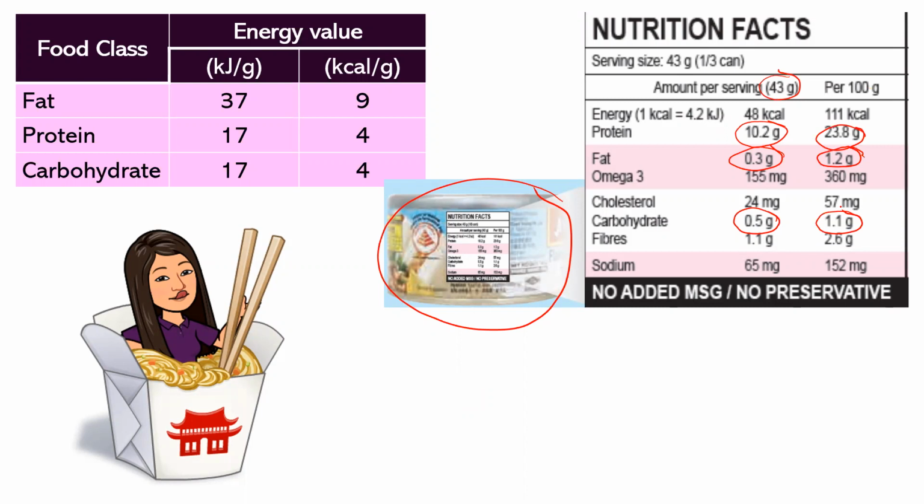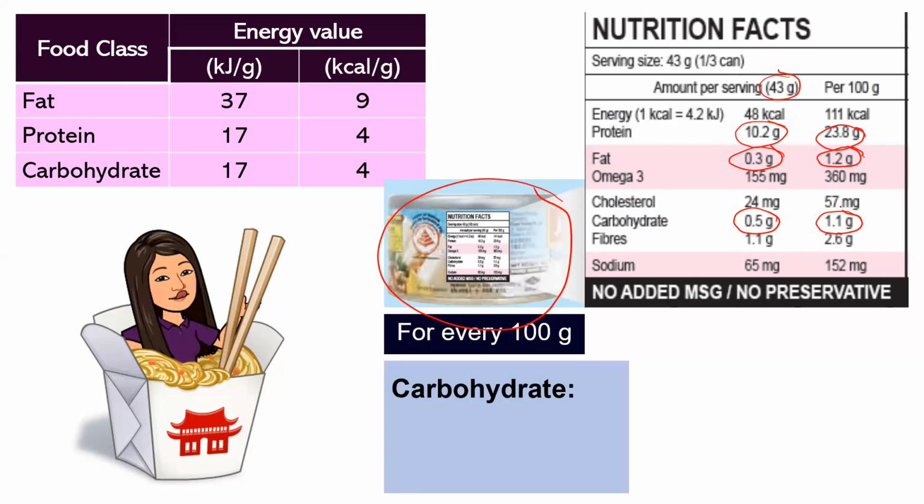Yes, you can bring anything next week, but you must go and Google and search about it first. You must see how much is the protein, how much is the fat, how much is the carbohydrate value, and then only come. So let's see. For carbohydrate, let's say we are doing this can here. For every 100 grams, what is my carbohydrate value? Can you see I got 1.1 here? All of you, can you see that?